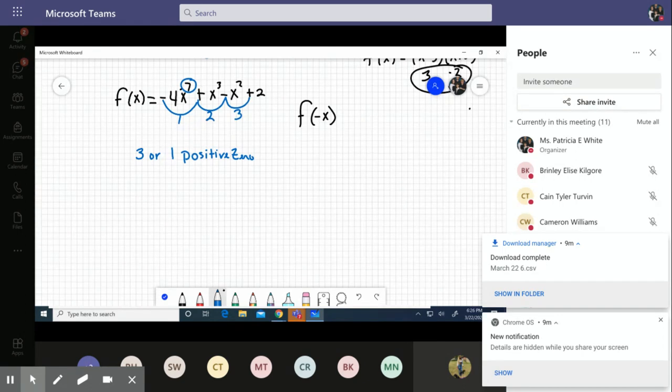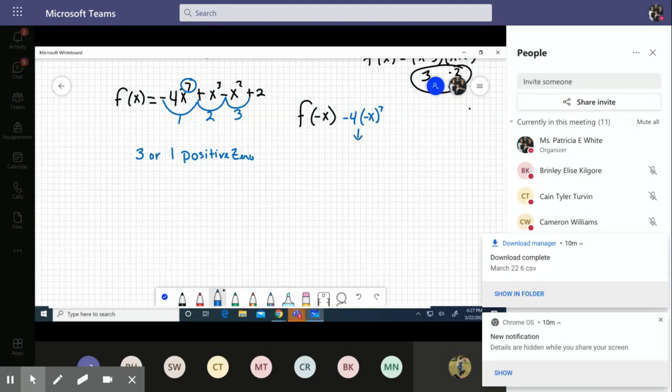So if I do negative 4 times negative x to the 7th power. Why'd you say 3 or 1? Where did the 1 come from? You always come down and just skip over 1. Like if I say 4, I'm going to say 4, 2, or none. If I say 3, I'm going to say 3 or 1. If I said 5, 5, 3, or 1. Okay?